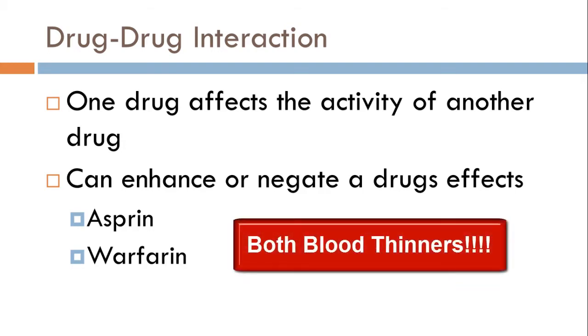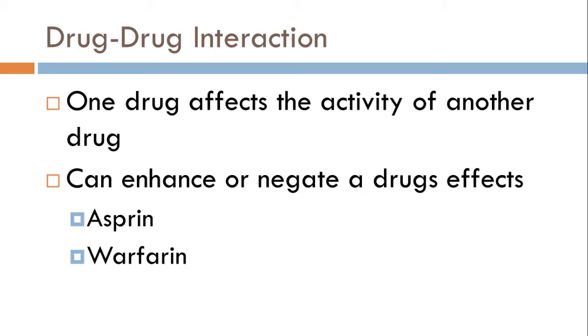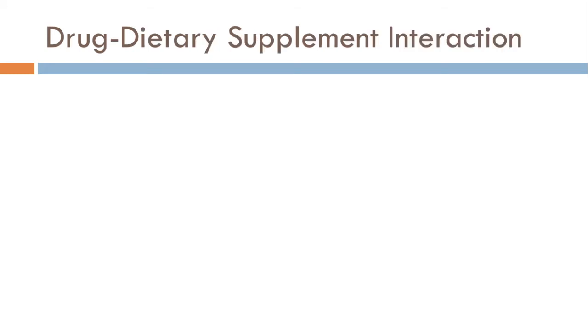Taking them together may be an interaction. Maybe the patient is taking it merely for pain control and they don't realize that it also has blood thinning properties. Next thing you know, they're bleeding very easily, gums bleeding, nose bleeding, that sort of thing, and that's because of the drug-drug interaction between those two medications.